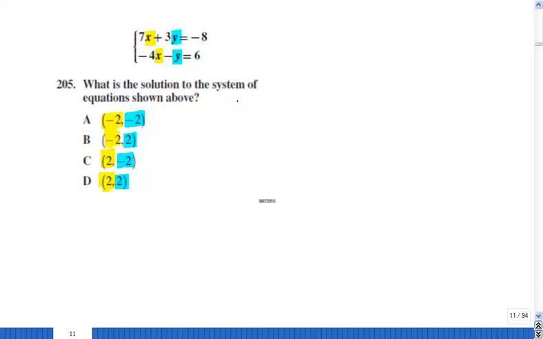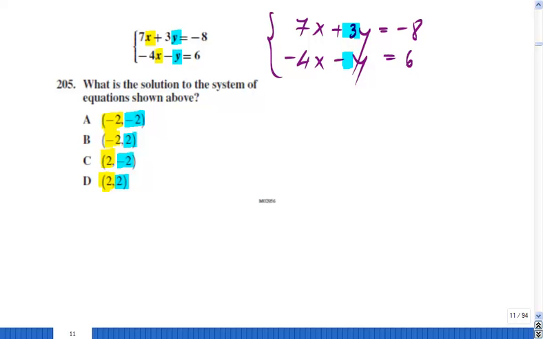Well, if you know how to solve it, maybe that's the easiest, maybe the fastest way. Let's take the system separately. 7x plus 3y equals -8, -4x minus y equals 6. I will try to use elimination. I will try to eliminate one of my variables. I'm looking at my y's. One has a coefficient of 3, one has a coefficient of -1.